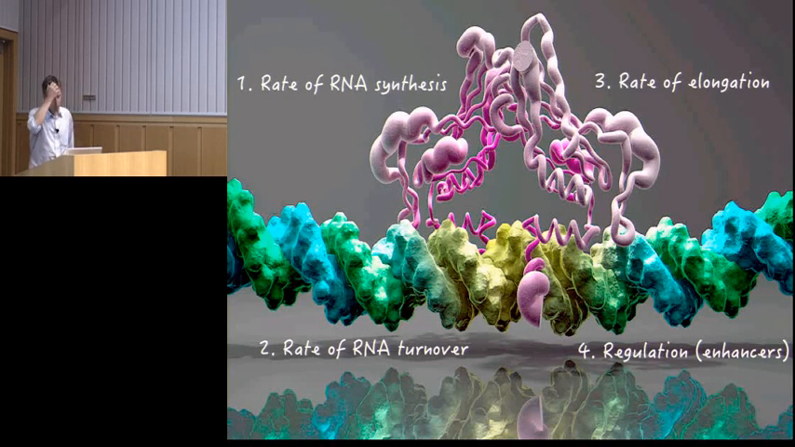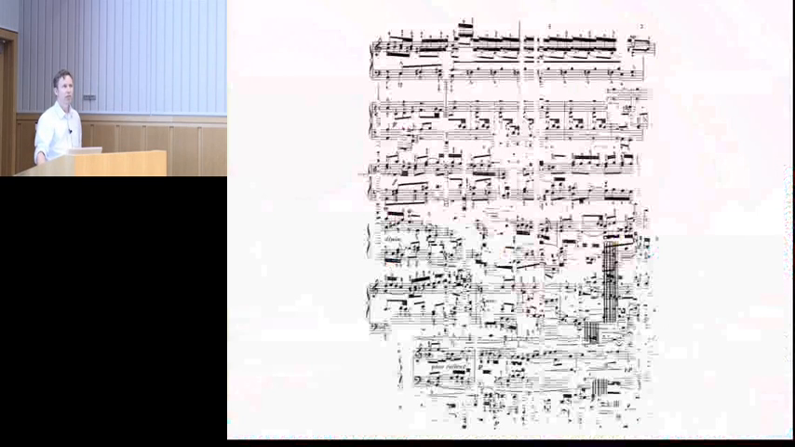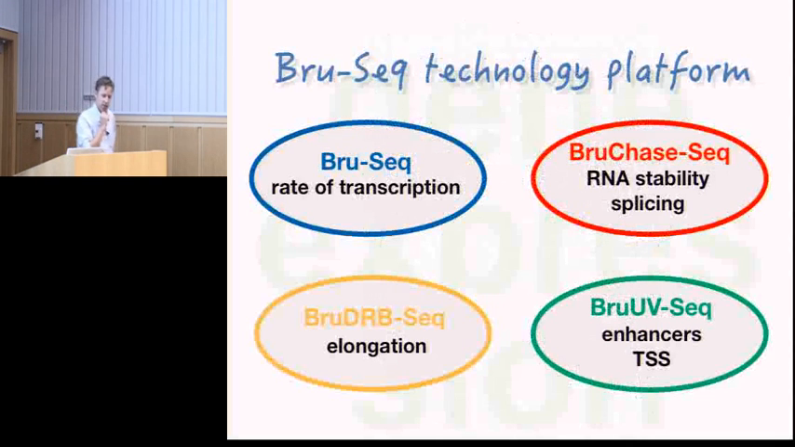Now, many types of diseases have defects in regulation of genes. And if you have defects in regulation of genes, then the symphony doesn't sound very good. I don't know what this would sound like. But anyway, we have developed these 4 techniques, and I will describe them to you today.